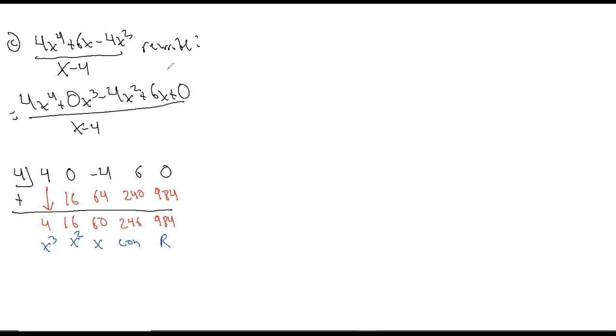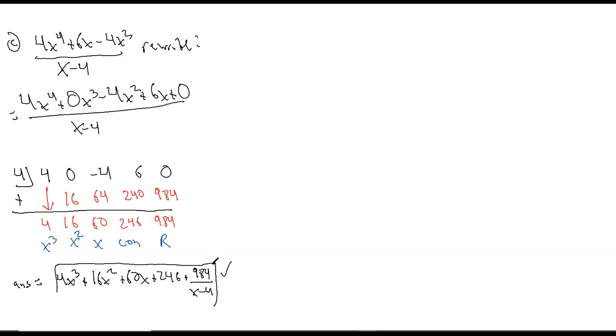So therefore, we can see that our answer is 4x to the third, the red and the blue combined, plus 16x squared, plus 60x, plus 246, plus 984 over x minus 4. And that is the same answer we got before, but in a drastically reduced amount of time. Amazing what this technique can do for you when it works. But only if you know how to do it. Only if you know when to do it.